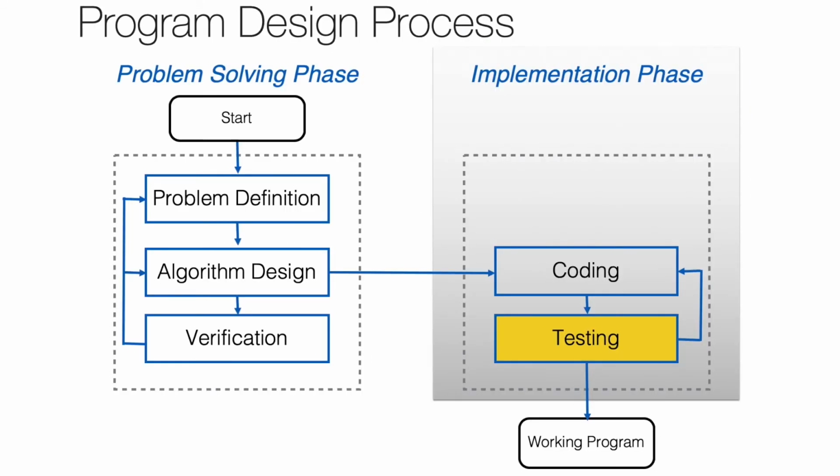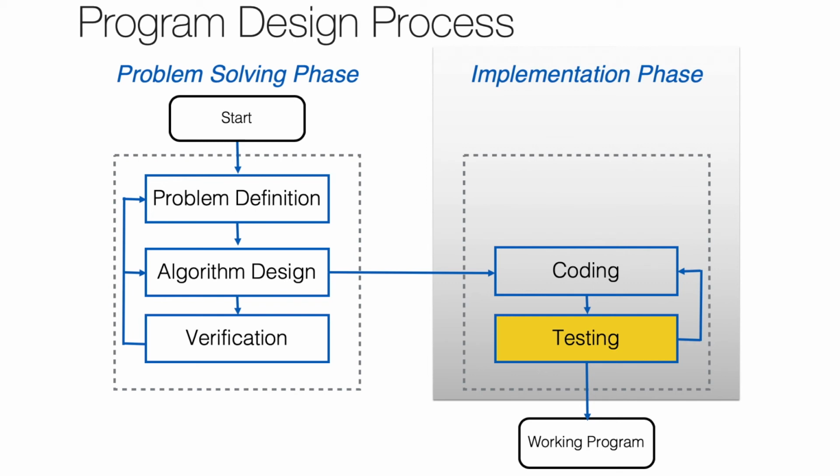The outcome of your implementation phase will be a working program. That program should solve the task that you initially planned to solve using a computer. Once you get the working program, that means you have completed the program design process and you have developed a working program for your problem. I guess now you have a clear picture of the program design process.